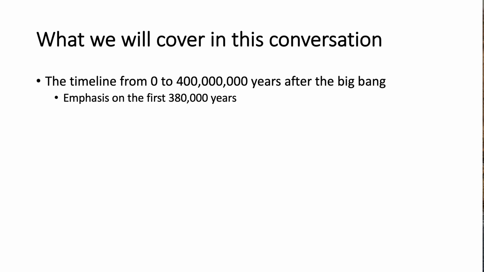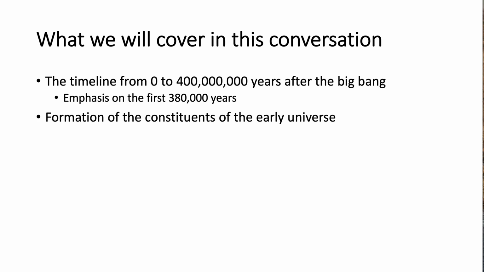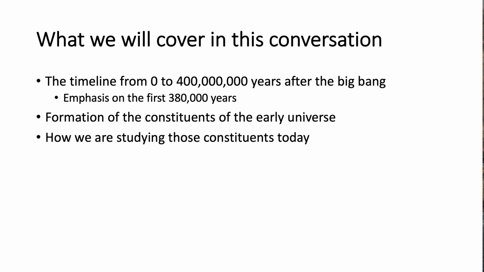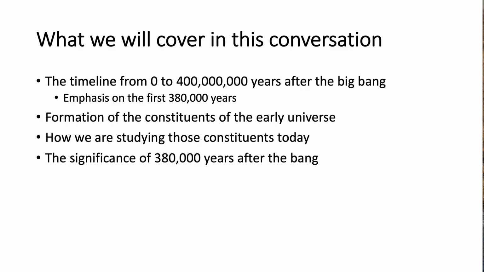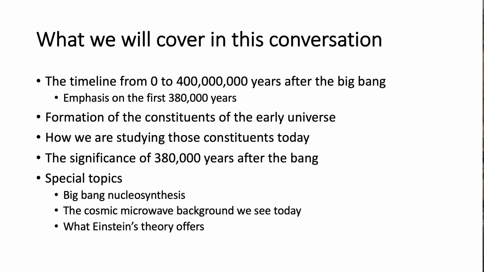So finally, we're going to talk about the early universe. And what we're saying is we're going to start with the Big Bang and go out 400 million years. And you'll see why that's a convenient place to stop. The first 380,000 years we'll talk about in quite a bit of detail. And we're going to talk about formation of the constituents of the early universe and how and why we are studying those constituents today. And I already said 380,000 is an important milestone in the evolution of the universe.